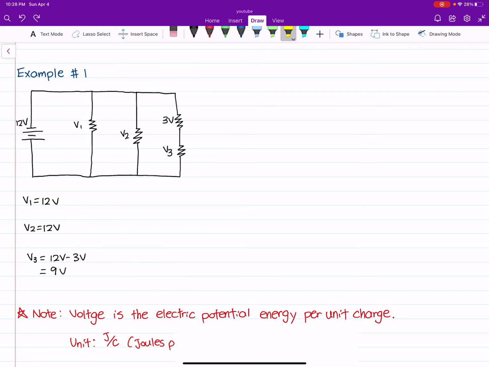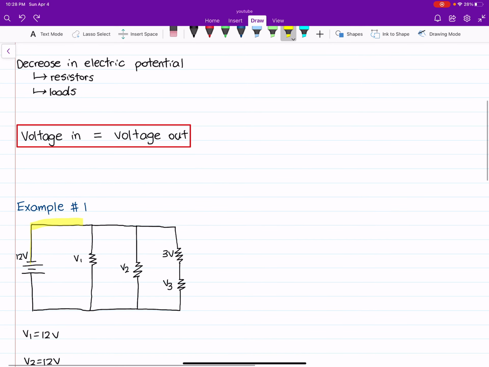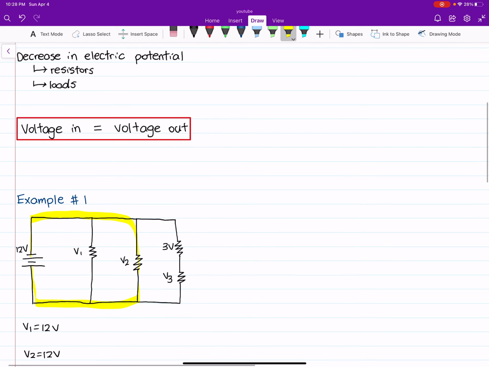Now considering V2, we can consider this path. Since we have a 12-volt gain, we also have to have a 12-volt loss. So V2 is also equal to 12 volts. And now trying to find V3.